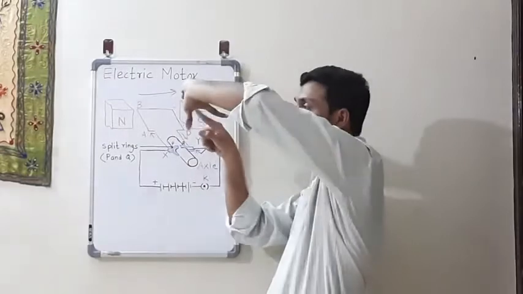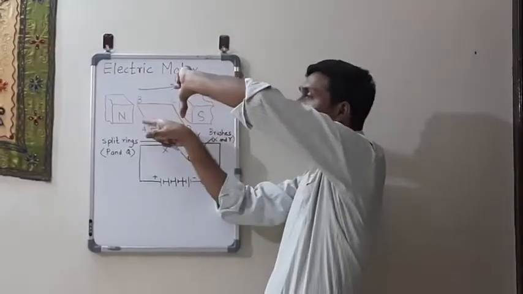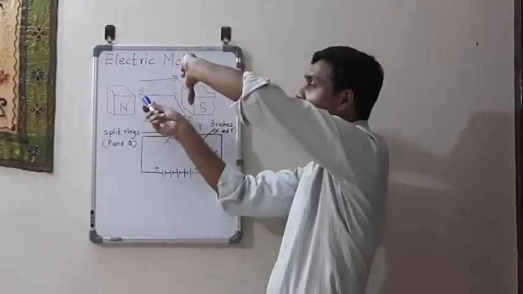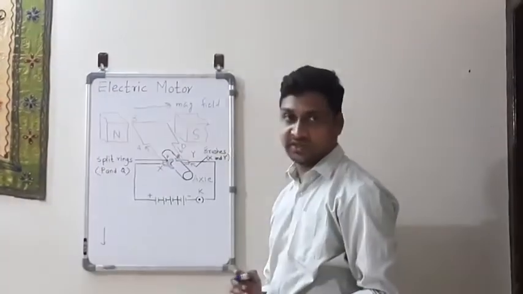AB is inside this, so current is flowing inside, and because of this AB will experience force in the downward direction. The force acting on AB is in the downward direction.